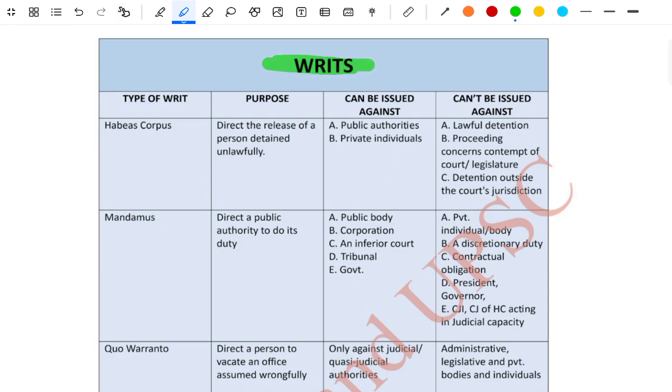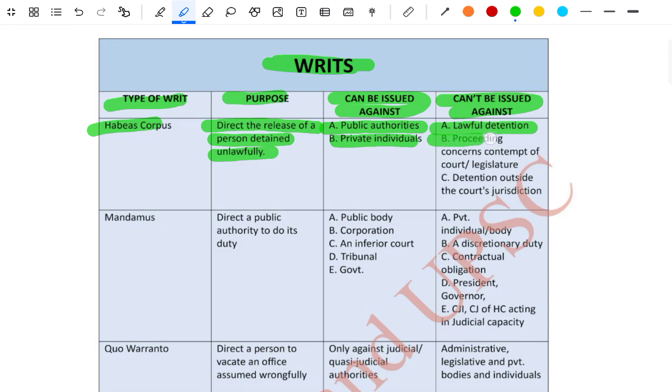Writs. Types of writs, purposes, can be issued against, can't be issued against. Habeas corpus: to direct the release of a person detained unlawfully. It can be issued against a) a public authority, b) a private individual. It can't be issued against a) lawful detention, b) proceedings concerning contempt of the court or legislature, c) detention outside the court's jurisdiction.